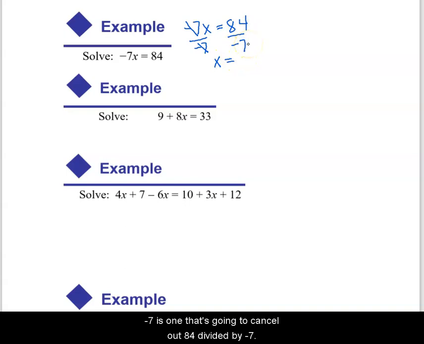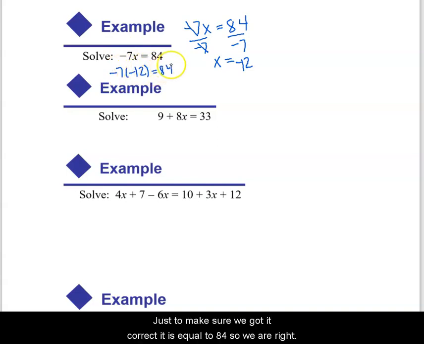84 divided by negative 7 is going to give us negative 12. And we could plug our negative 12 in. Negative 7 times negative 12, just to make sure we got it correct. It is equal to 84, so we are right.